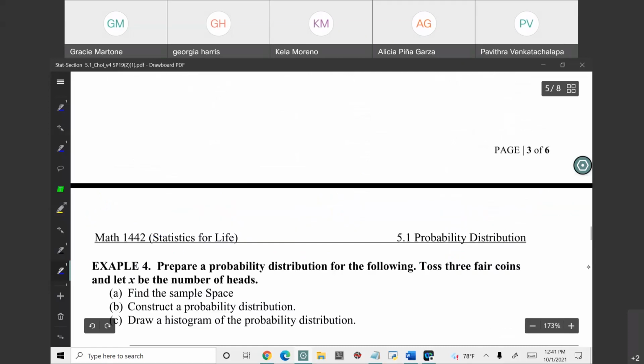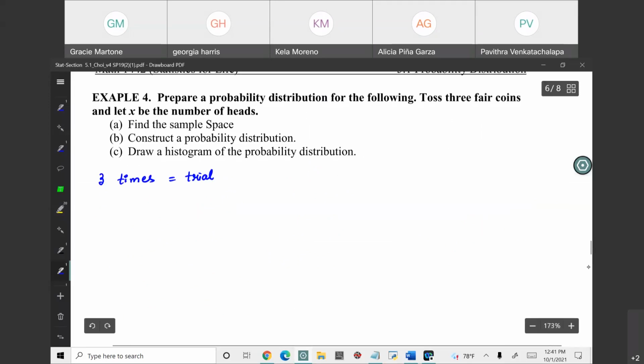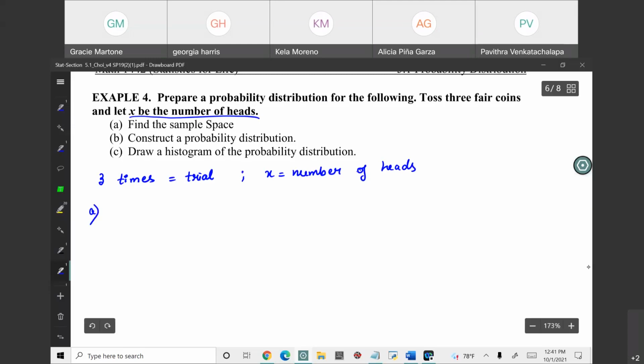Example 4. There is a coin which is tossed 3 times. That is nothing but the trial, also called the number of times it is tossed. Now, what we are supposed to find is the probability of the number of heads. Okay, so let us solve the first problem.